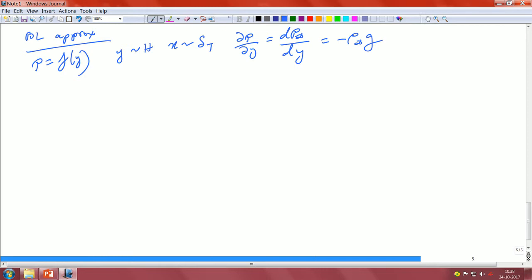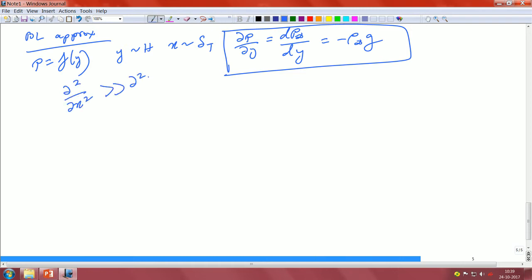So, P is only a function of y, because P is not a function of x, which we already proved in our flat plate boundary layer problem. In this particular case, because it is gravity assisted, this particular pressure drop is nothing but the hydrostatic head, rho infinity g. And also d squared/dx squared is much greater than d squared/dy squared, because y is the direction of the flow and x is the boundary layer depth direction. So naturally this will also be satisfied.